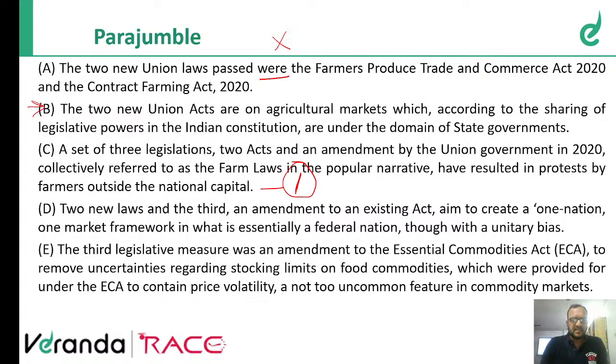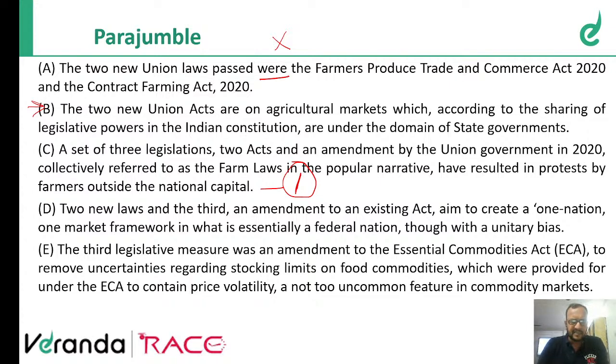Okay. Next, 2 new laws and the 3rd an amendment to the existing act aim to create a one nation, one market framework in what is essentially a federal nation, though with a unitary bias. A set of 3 legislation have resulted in protests. Okay, let's study E. The 3rd legislative measure was an amendment to the Essential Commodities Act to remove uncertainties regarding stocking limits on food commodities, which were provided for under the ECA to continue price volatility, and not to uncommon feature in commodity markets. Okay, so we have identified C as the first statement.